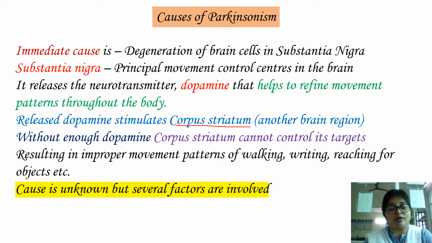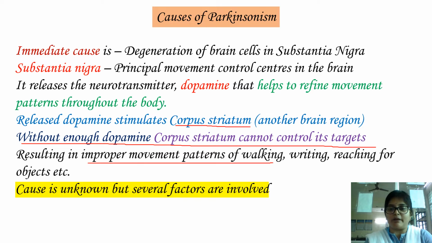So what is the role of this corpus striatum? It cannot control the movements. Here you can see, without enough dopamine, the corpus striatum cannot control its targets, resulting in improper movement patterns of walking, writing, reaching for objects. That's what I said. When we are holding a pencil, we cannot hold it properly. There will be tremors like this. Even when you write on paper, the tremors will be shown on the paper, and the person cannot reach for the object properly because there are so many tremors in the hand.